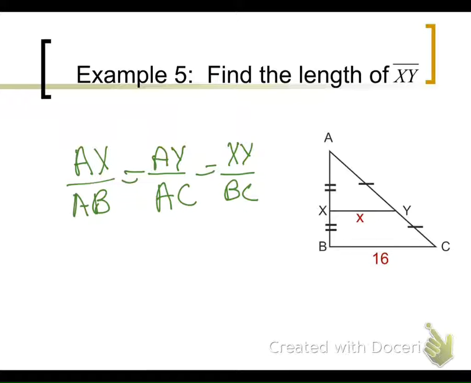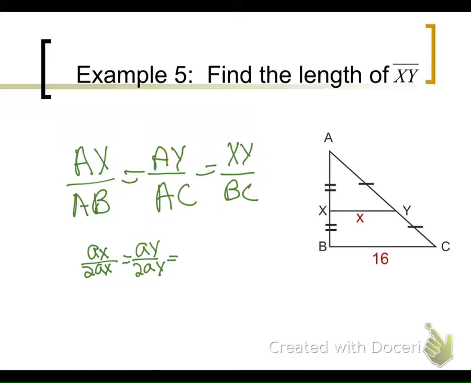So if I keep this in terms of AX, I see I have AX over 2 times AX. So the whole side length is double that first part. When I go to the second one, I see that if we keep it in terms of AY, we still have that congruent mark. So I end up with AY over 2 times AY. So it's twice the length of the smaller side.